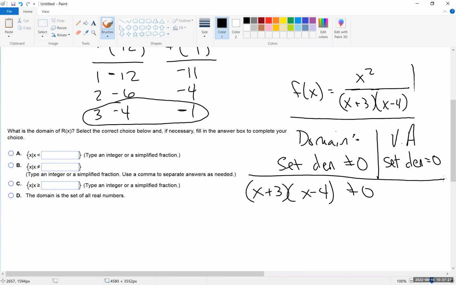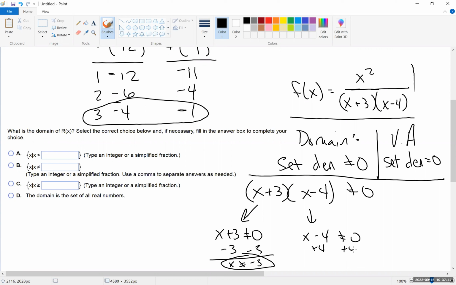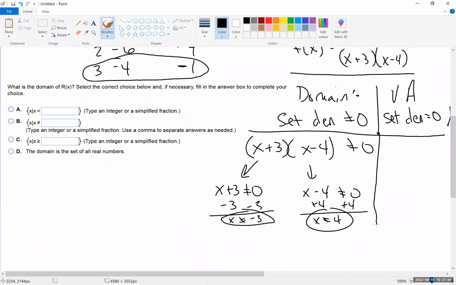All right. And I'm sure they're going to ask about vertical asymptotes, which is why we're going to put them there. So here you split them up. Either x plus 3 doesn't equal 0, or x minus 4 doesn't equal 0. Subtract 3. x doesn't equal negative 3. x can't be equal to negative 3, because then you divide by 0. Add 4. x cannot be 4. Okay. And then our vertical asymptotes are x equals negative 3 and x equals 4. Those are your vertical asymptotes.